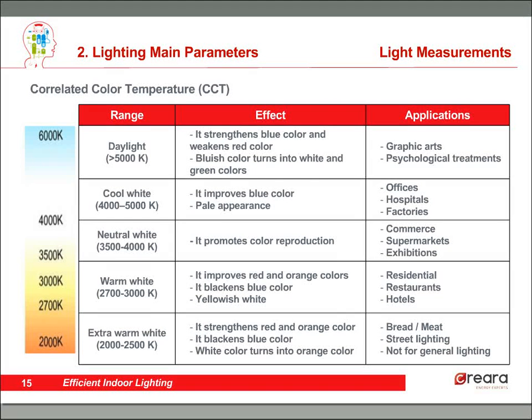For example, if we see warm white, 2,700 to 3,000 K, it improves red and orange colors. It blackens blue colors. It is used for residential, restaurants, and hotels. Usually, we use warm light in residential facilities and cool light in offices, hospitals, and factories.